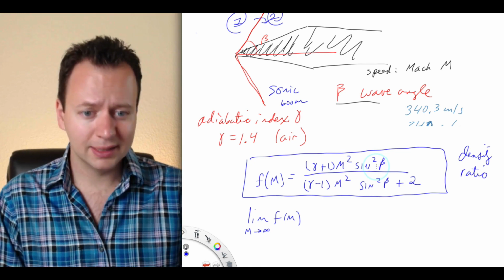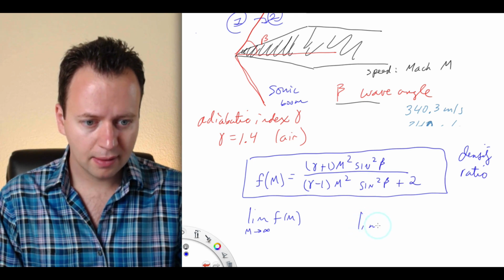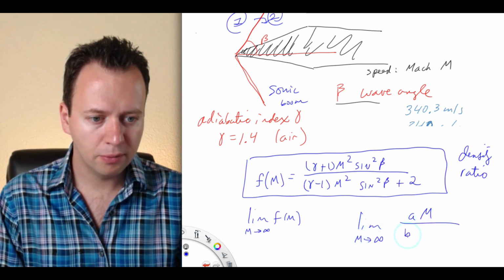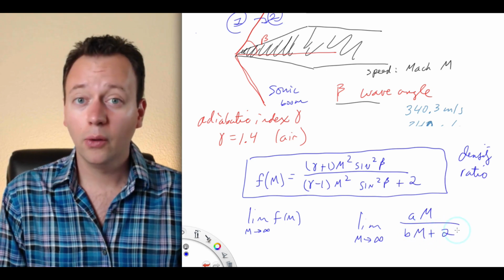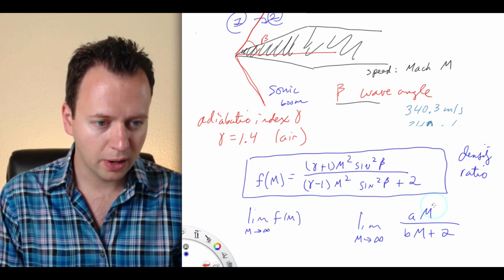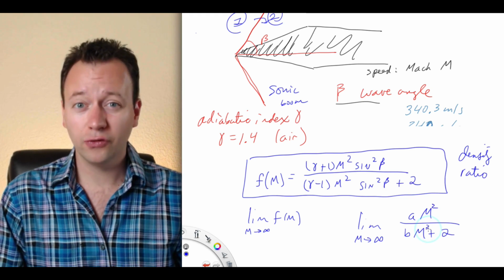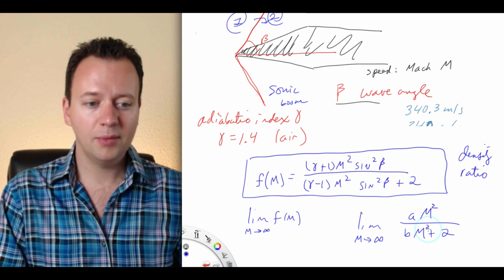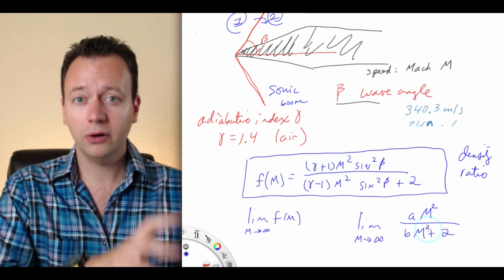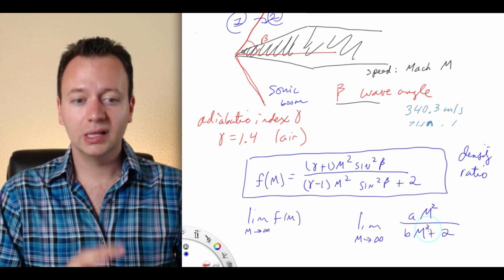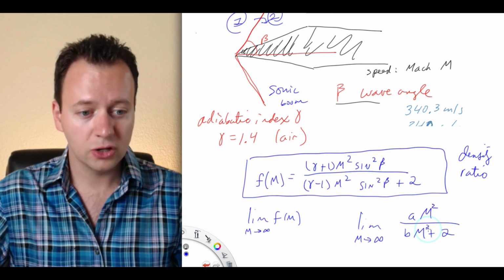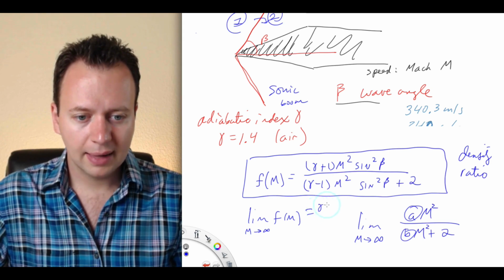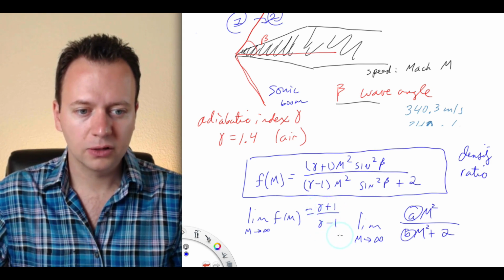This is no different than saying, what's the limit as m goes to infinity of am squared over bm squared plus 2? Well, it's just going to be the ratio of am squared. So we have a rational function with equal powers in the numerator and denominator: a quadratic in the numerator, quadratic in the denominator. So in the limit, this is just going to approach the ratio of the leading coefficients, a over b, or in this case, gamma plus 1 over gamma minus 1.